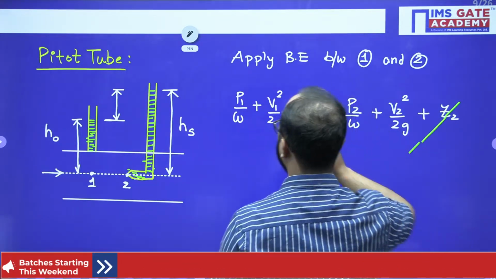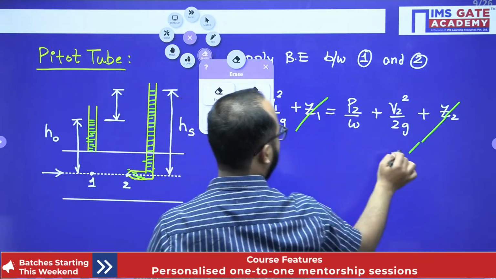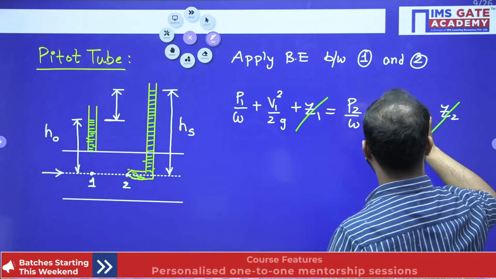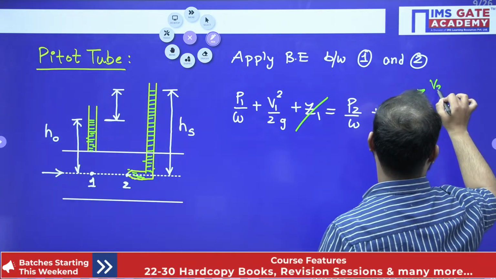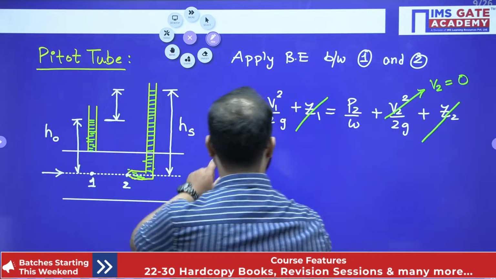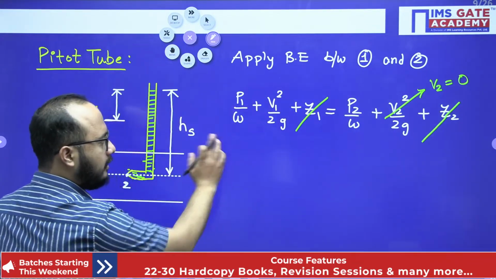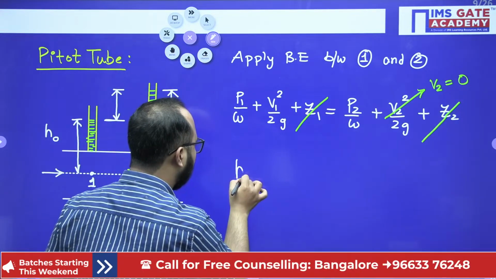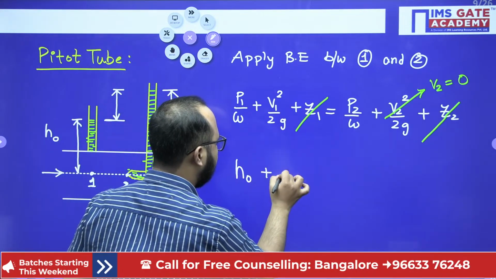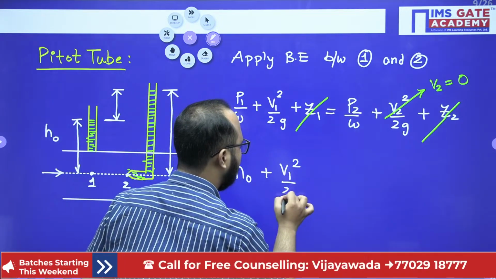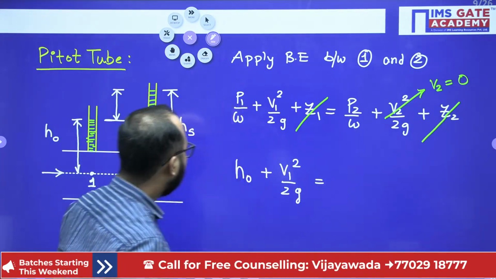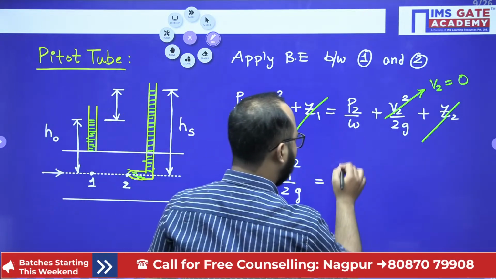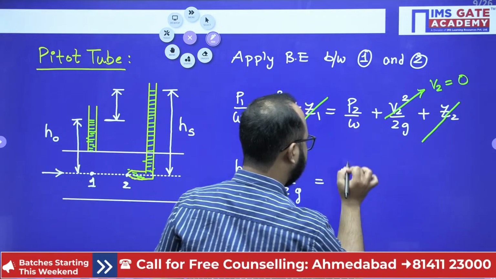Now the point is, V2, the velocity, is 0. Now what is there? P1 by W is the static pressure head at point 1, so I will represent it with H naught, plus V1 square by 2g. Correct? Whatever the height is there, it is represented by the stagnation head. Simply, P2 by W will be the stagnation head HS.